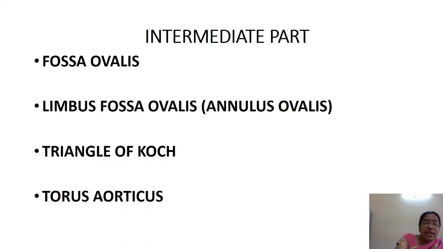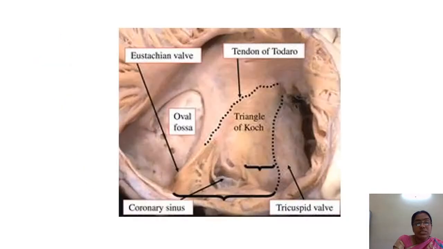Other than that, in the intermediate part, the other feature is the triangle of Koch. So what is this triangle of Koch? This is what you are seeing in the intermediate part. It is called the triangle of Koch, which is bounded on the right side by the tricuspid valve. It is the tricuspid leaflet or tricuspid valve at the base, and towards the apex part it is the coronary sinus that you are seeing. So this is the coronary sinus.